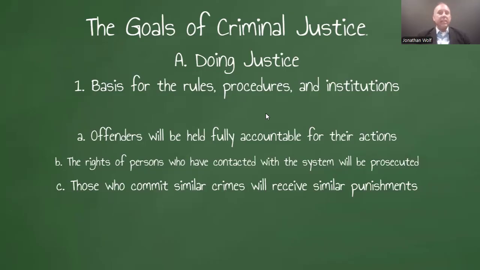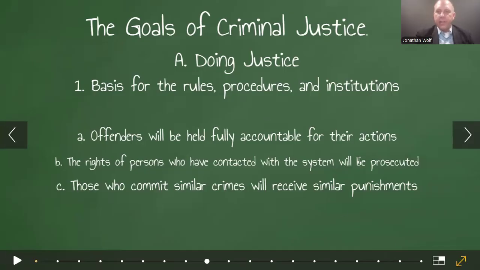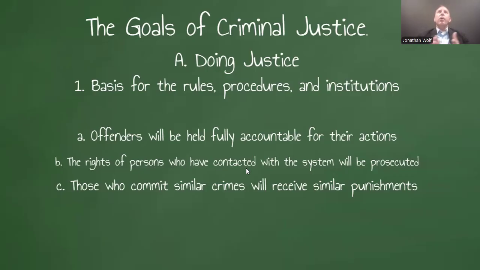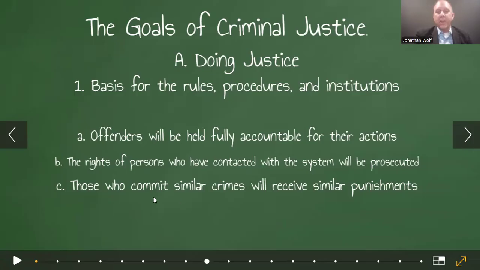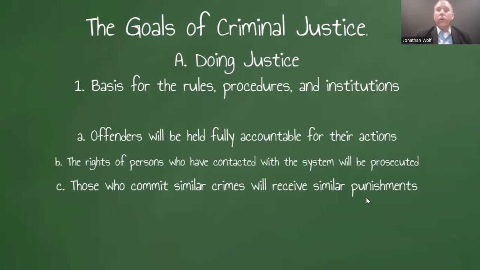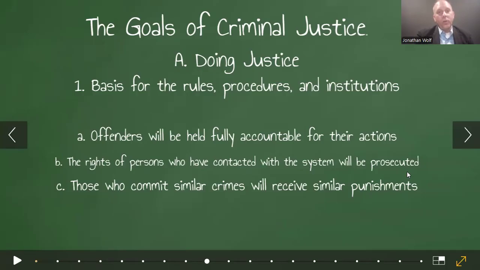B, the rights of people who have had contact with the system will be protected. I have a misprint there. So just the rights of people who have contact with the criminal justice system, whether you're a witness, a defendant, or a victim, will be protected. We have to protect the rights of the accused. And C, those who commit similar crimes will receive similar punishments. So in theory, those things are supposed to happen. In the real world, though, that doesn't always happen. But those are the goals.